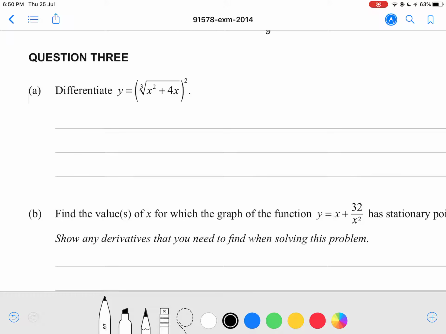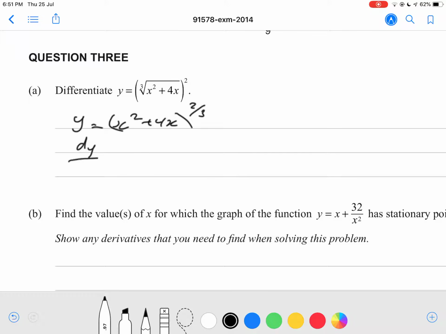We can rewrite this as y equals (x squared plus 4x) to the power of 2 over 3. The 2 over 3 means x squared plus 4x squared, but to the third root. That's what to the power of 2 over 3 means. Now we can use the chain rule and differentiate, okay?